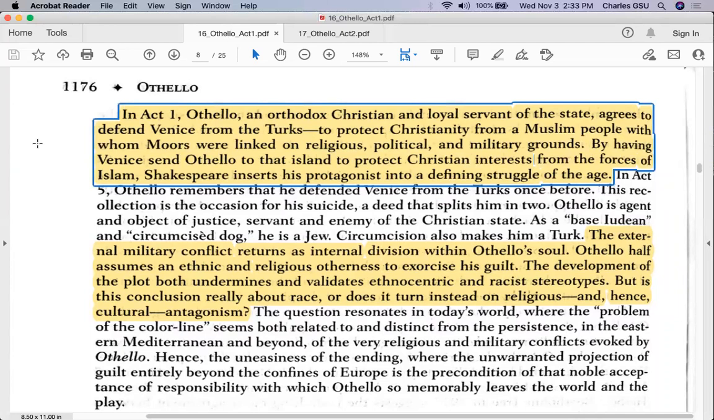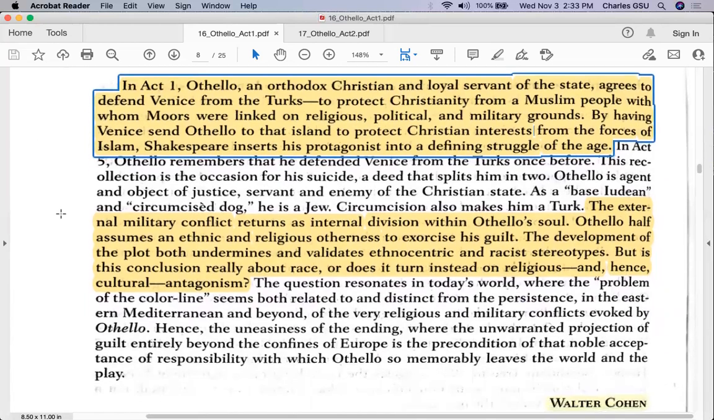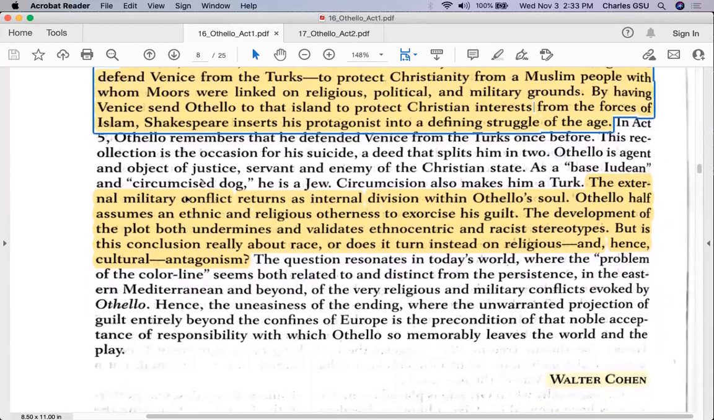of the state, agrees to defend Venice, which is Italy and that's Christian, from the Turks, to protect Christianity from a Muslim people with whom Moors were linked on religious, political, and military grounds. By having Venice send Othello to that island to protect Christian interests from the forces of Islam, Shakespeare inserts his protagonist into a defining struggle of the age. And as I'll show you, Cyprus is in the middle of the Mediterranean.